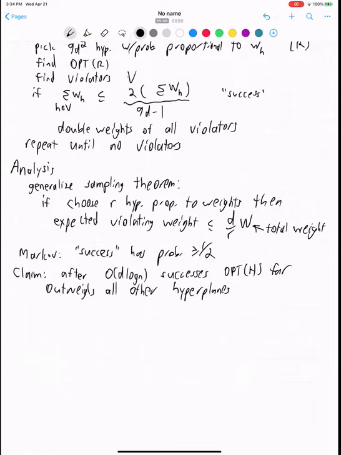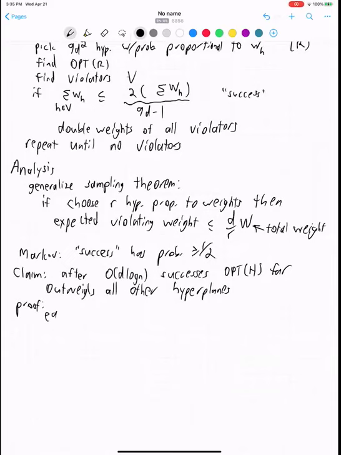Intuition says we pick hyperplanes that violate, so we're going to frequently pick hyperplanes that are part of the optimum. So the hyperplanes that are part of the optimum are going to have their weights increase frequently. They're basically going to outpace all of the other hyperplanes that are not part of the optimum, and so they're not going to violate as often.